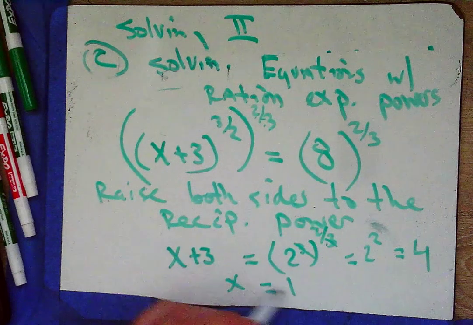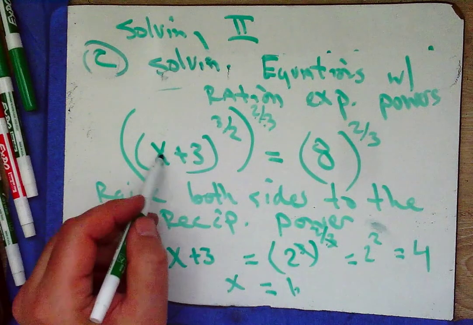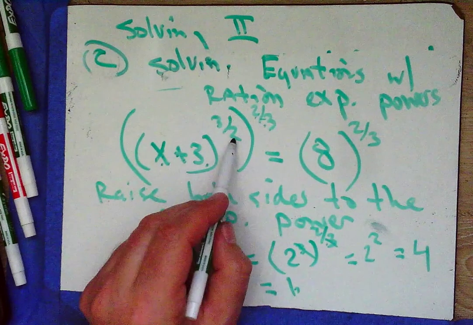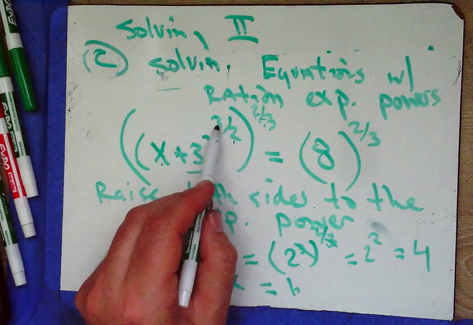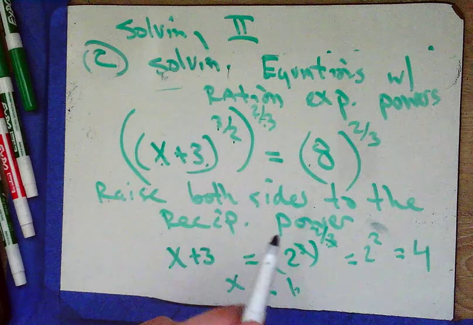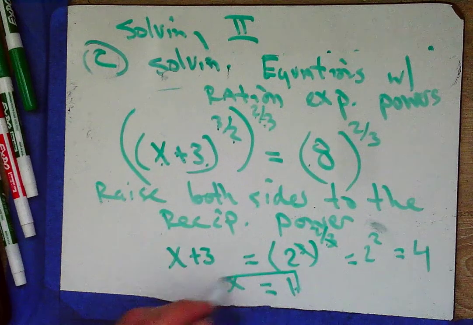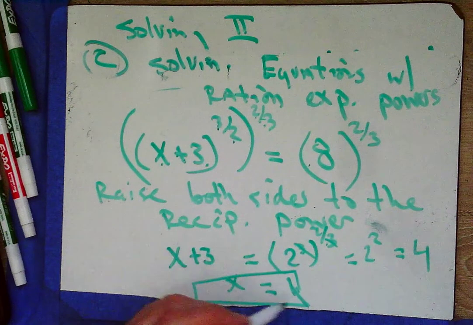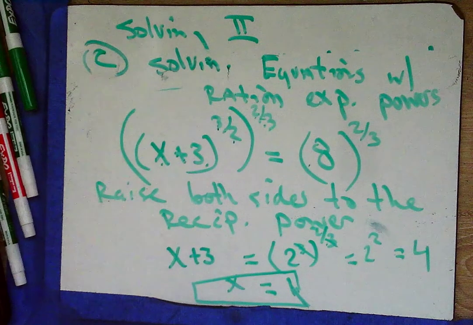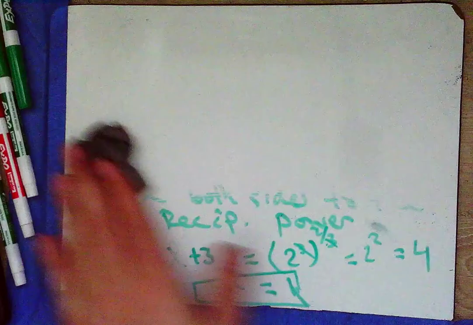Okay, if I plug this 1 back in, 1 plus 3 is 4. The square root of 4 is 2. 2 cubed is 8. Ta-da! There's my answer, x equals 1. Okay, so let's try some more of these.